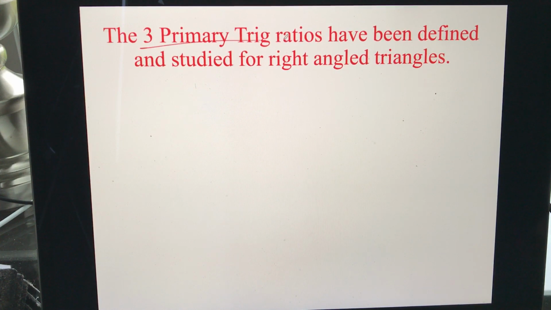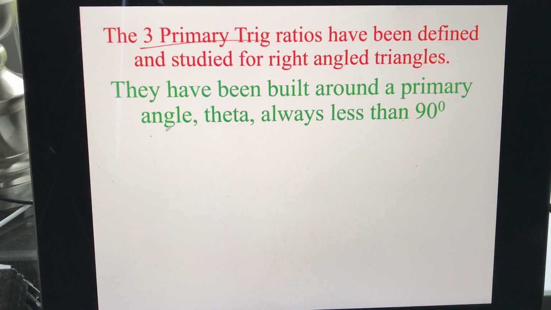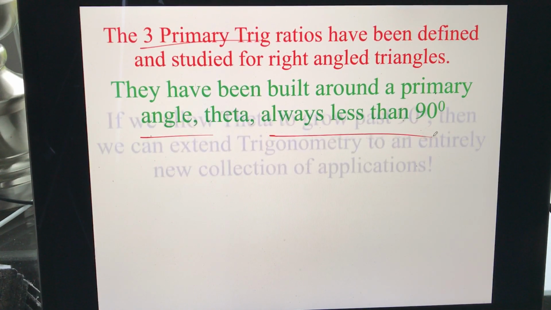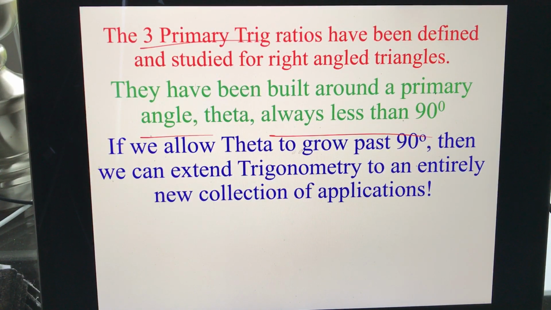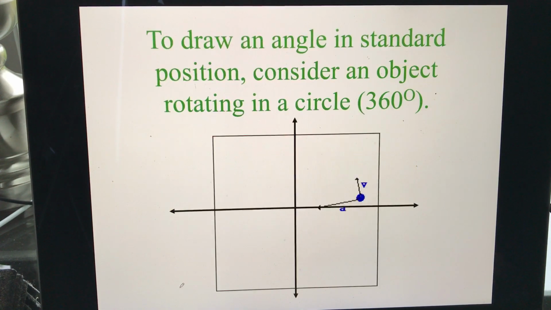Now, the three primary trig ratios have been defined for right triangles, which we know, and they've been built around this primary angle theta, which has been less than 90. But if we allow theta to grow past 90, then we can extend our trig ratios to a whole number of other triangles or applications. Triangles that contain an angle greater than 90 are what we say are drawn in standard position. All we're saying is that we don't want to limit ourselves just to triangles with angles less than 90. We're going to begin to have different kinds of triangles.